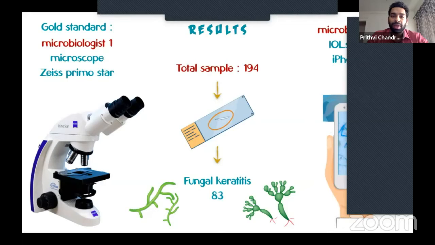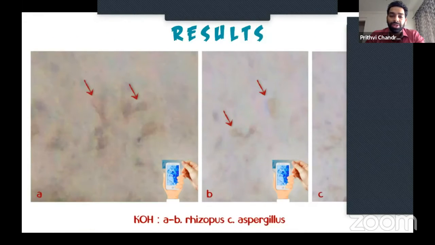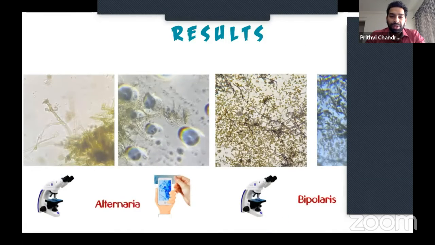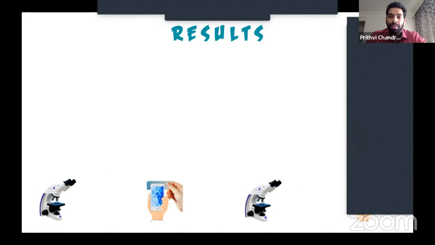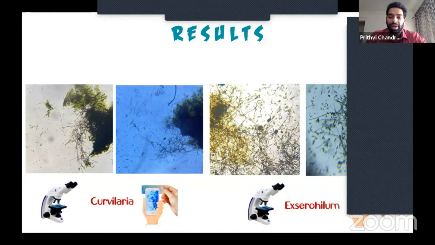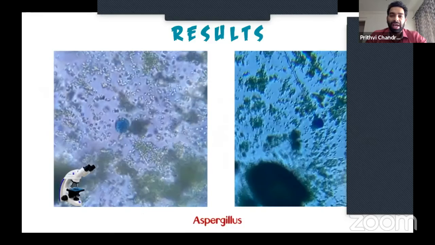So, results: we had a total sample of 194, in which fungal keratitis was diagnosed in 83. These are the results of KOH mounted slides, A and B showing rhizopus and C showing aspergillus. These are the other comparative photos. The one on the left is from the gold standard microscope, and the one on the right is from the Iolscope. Here I'm showing alternaria and bipolaris. Next slide, showing curvularia and exserohilum. Another showing aspergillus.